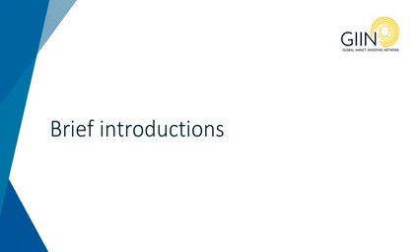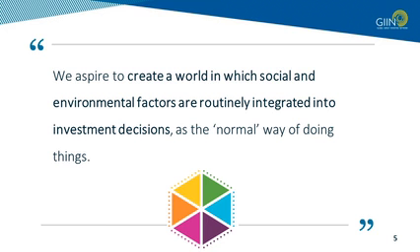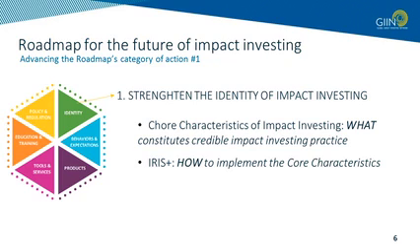So with that, first in order, very brief introduction. In 2018, the GIIN launched the roadmap for the future of impact investing, where we lay down our vision, which is to create a world where social and environmental factors are routinely integrated into all investment decisions. To realize this vision, the roadmap presents 6 categories of action that the impact investing community needs to take on to achieve its potential.